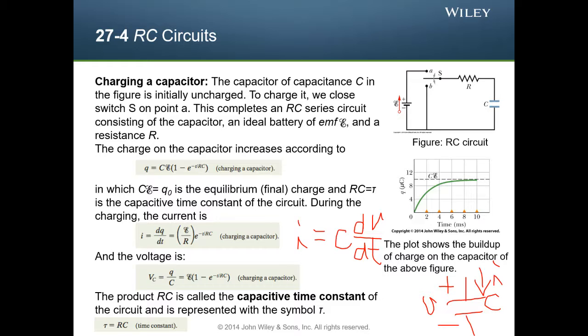Where does it come from? Because you have Q equals CV. So you take the derivative of both sides. dQ/dt is nothing but the current. And the right side will be C dV/dt, because C is constant with respect to time, so you can factor it out. So you have I equals C dV/dt. As long as you have this equation, you can calculate the circuit with a capacitor.